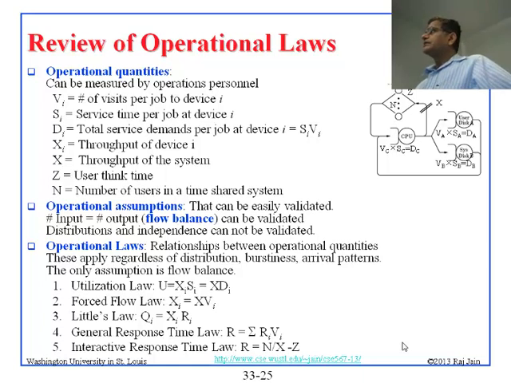All right, operational laws. There are 5 laws that we have learned so far. Utilization law, U is equal to XD. Forced flow law, X_i is equal to X times V_i. Little's law, Q_i is equal to X_i R_i. Response time law, R is equal to the sum of R_i V_i. And the last one is the interactive response time law.